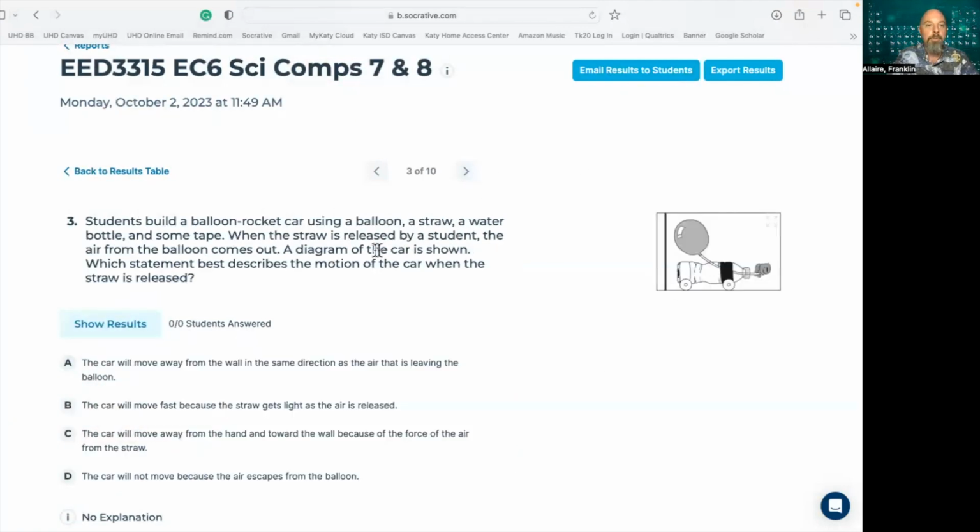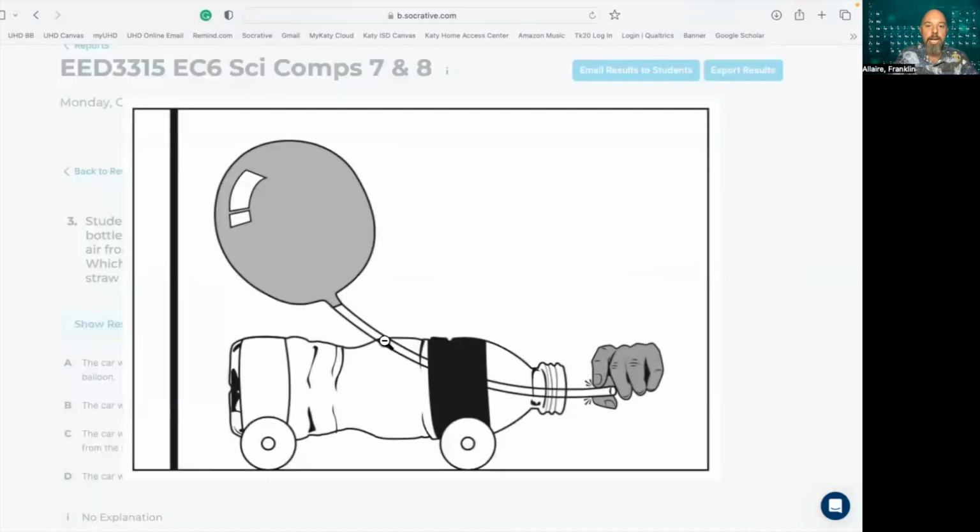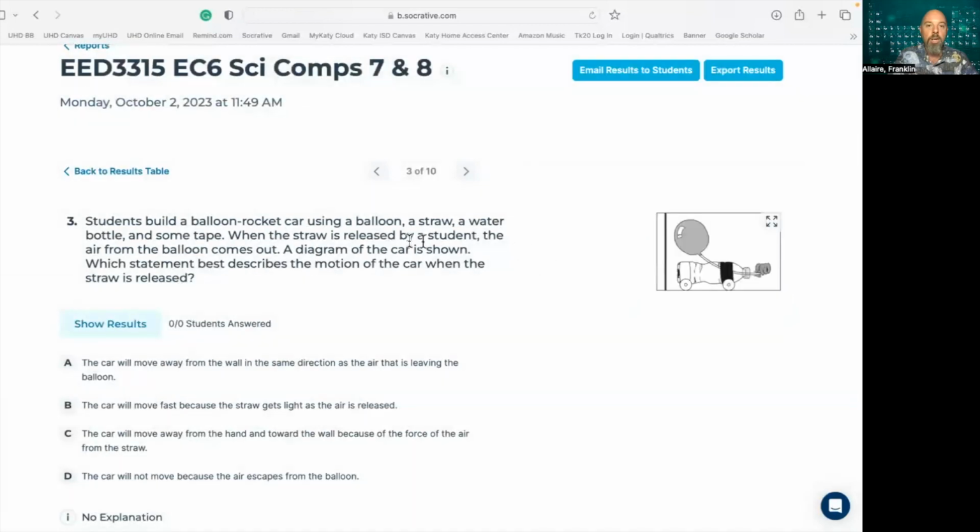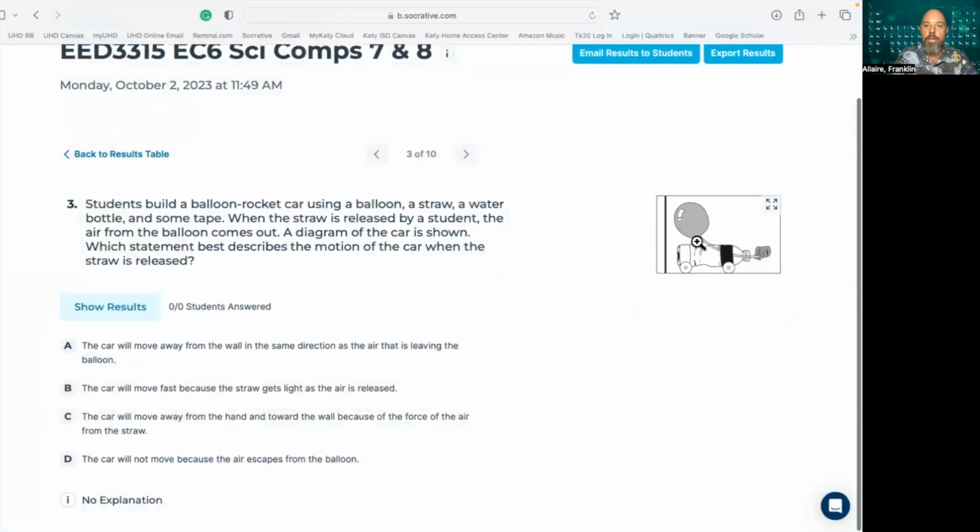Question number 3. Students build a balloon rocket car using a balloon, a straw, a water bottle, and some tape. When the straw is released by a student, we can see our diagram here of the water bottle with the student pinching on the straw. When the straw is released by a student, the air from the balloon comes out. A diagram of the car is shown. Which statement best describes the motion of the car when the straw is released?